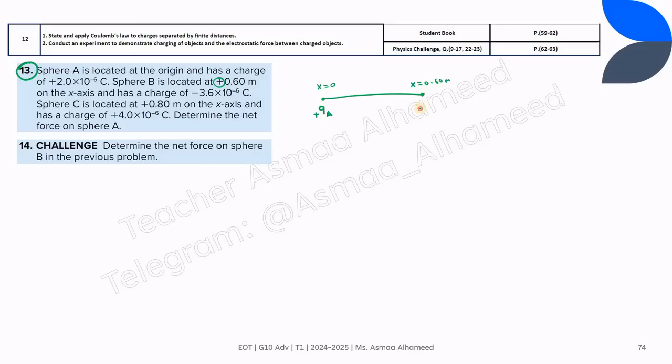0.60 meter. This will be the charge B, and the value is a negative value. And also you have another sphere QC at a distance of 0.80 to the right, and the value is positive. And we need to know what is the net force on charge A. So let's draw the forces. It will be attracted because of B on A, but it will be repulsed because of force C on A.